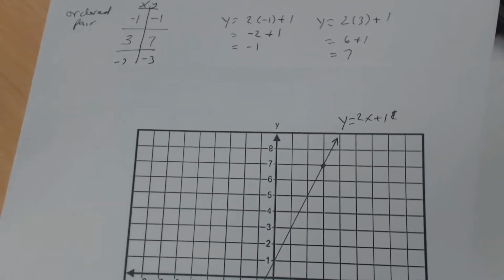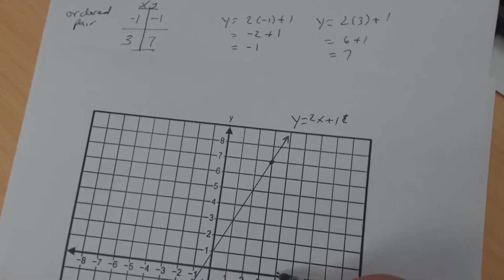All right, so I chose numbers that will fit in this particular grid. Okay, so let's plot these. So I get 4, 2. So 4, 2 is here.